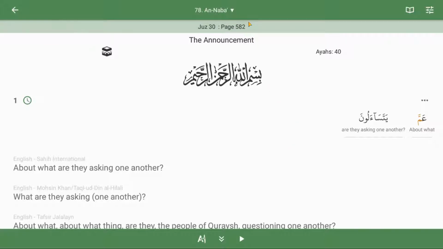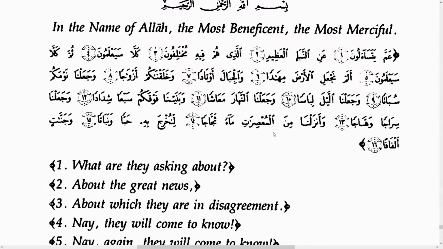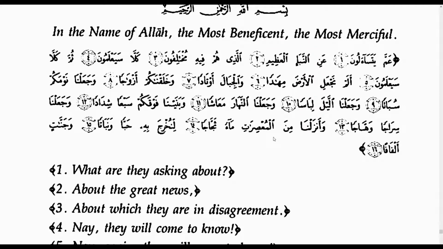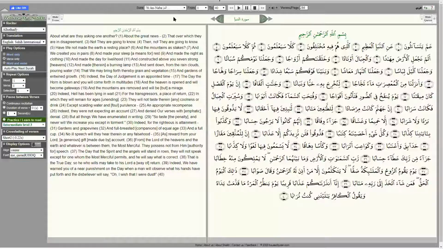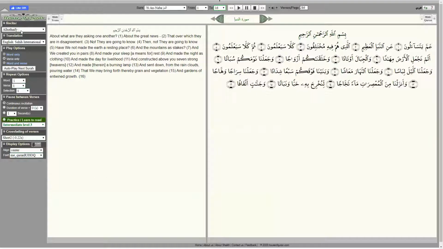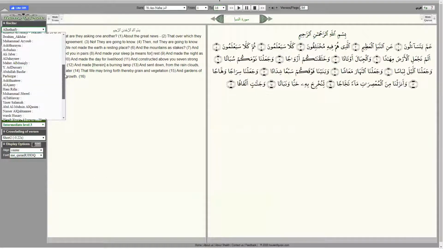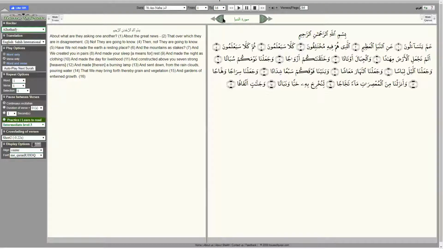So first, let's begin by listening to the first 16 verses, inshallah ta'ala. So let's play this, inshallah. And this is the website called House of Quran. And let's recite from 1 to 16. I like Hudhaifi, so I'm playing Sheikh Hudhaifi. Bismillah.